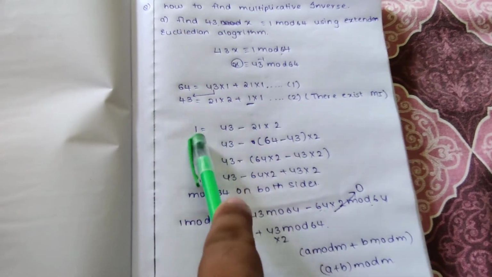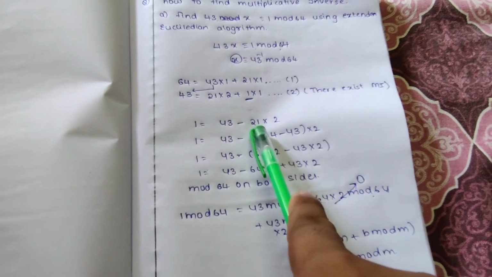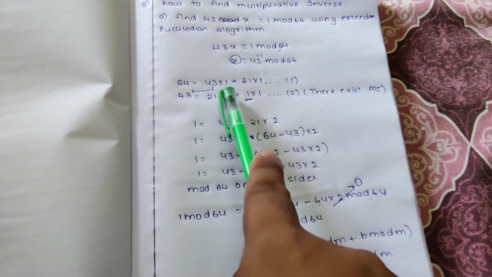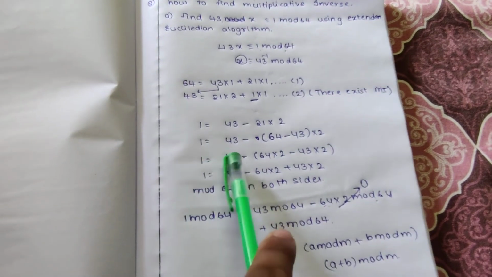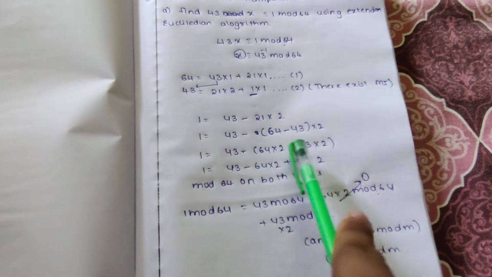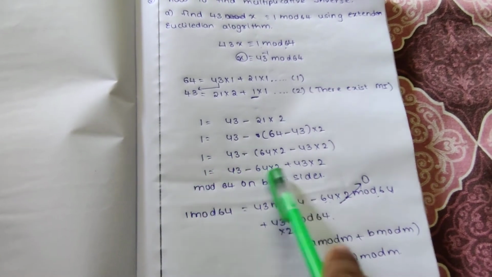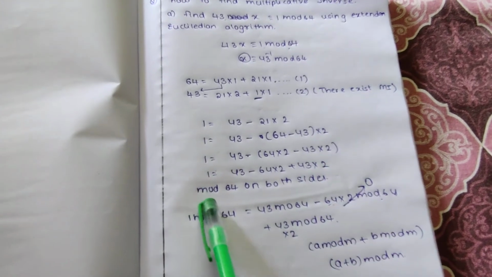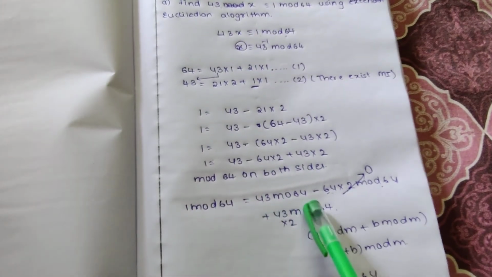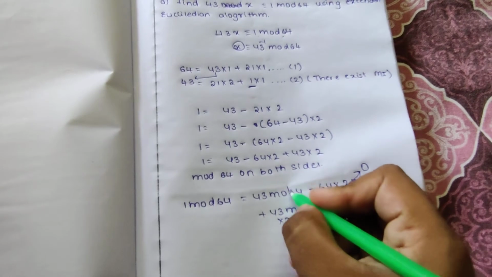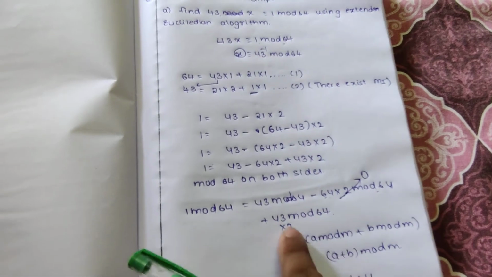Now we write in reverse: 1 equals 43 minus 21 into 2. In place of 21, I substituted 64 minus 43. After that, 1 equals 43 minus 64 into 2 minus 43 into 2. Now I simplified and rewrote the equation in this way. When I applied mod 64 on both sides, 1 mod 64 is equal to 43 mod 64 minus 64 into 2 mod 64 plus 43 mod 64 into 2.